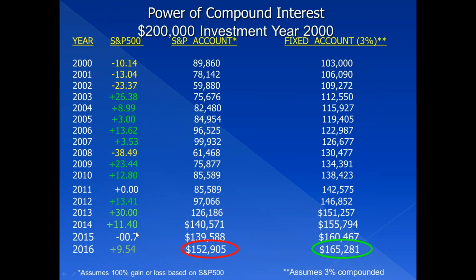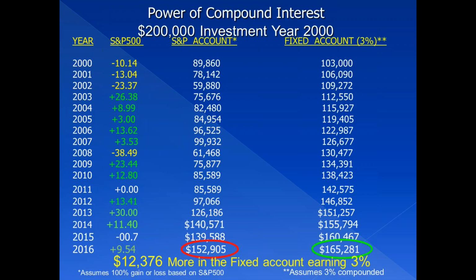Then we had 3 really great years, and that account grew back to 140,000. Took a little loss in 2015, grew back almost 10% in 2016. So that original $100,000 that was invested back in 2002 in that S&P account is now worth $152,000. Over here in the fixed account, it's $165,000. So it's really only a difference of $12,000. That's not a dramatic difference.